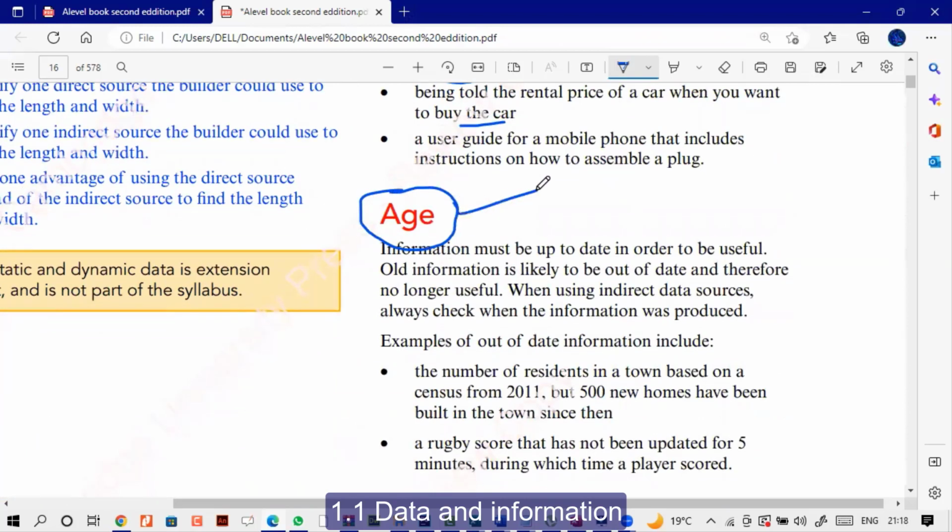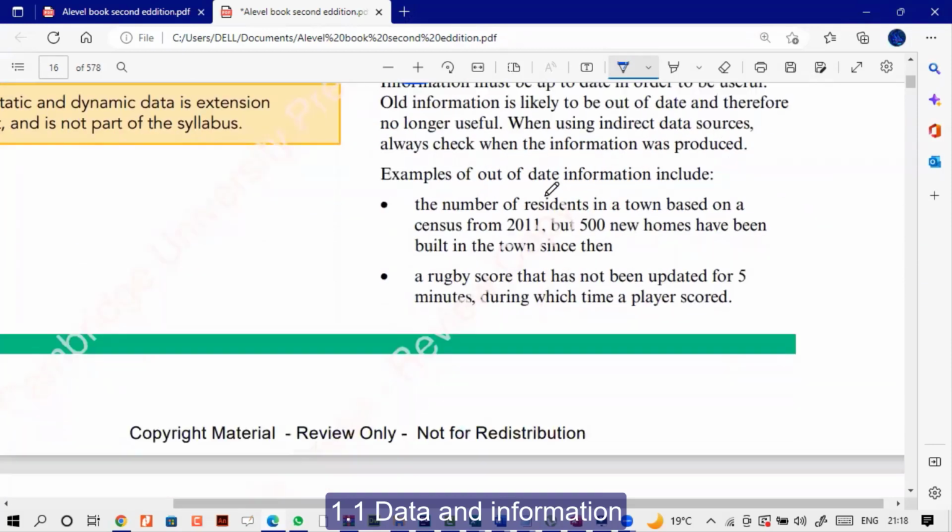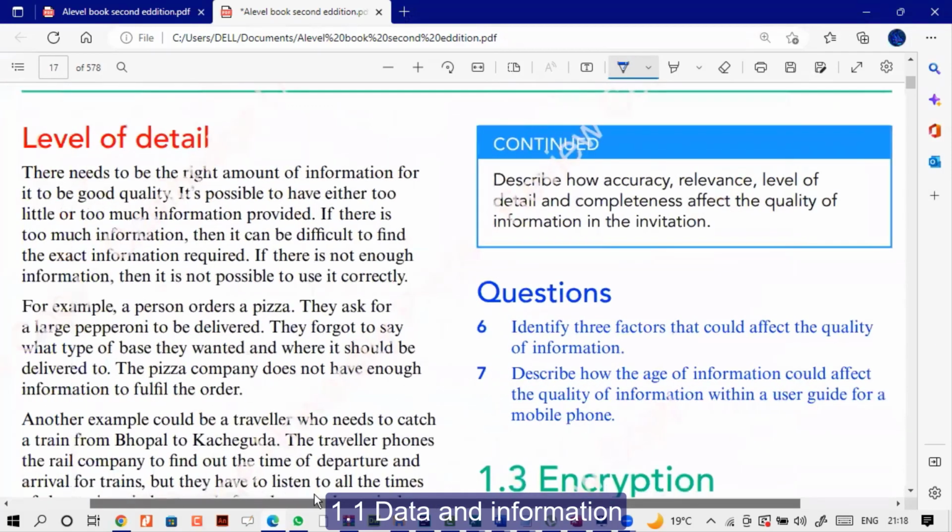Age. आजकल की दुनिया में, if you want to start a business, it's very important that the age has to be checked. People 1 year back, what were they interested in compared to today is very different. Okay, difference आ जाते हैं. So age, how old the data is also very, very important. It has to be updated. Okay, that's what age actually means.